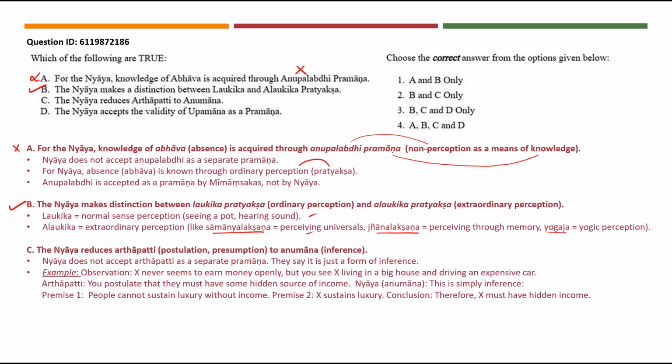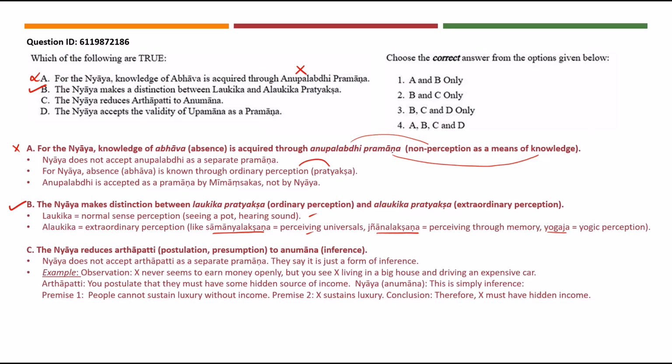How do they consider this as inference? Let's take premise 1: people cannot sustain a luxury life without income. What about premise 2? X sustains luxury. From this, what can you conclude? X must definitely have a hidden income. So you know a luxurious life cannot be had without income, and you know that X is also living a luxurious life. If that is the case, even though X doesn't openly earn anything, there must be some hidden income for X to have such a luxury life.